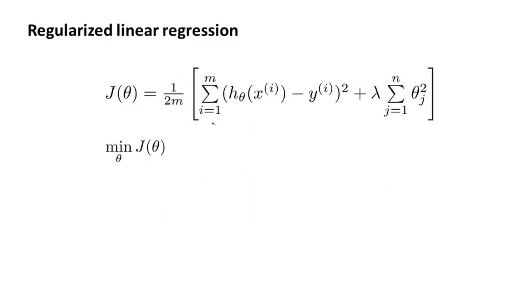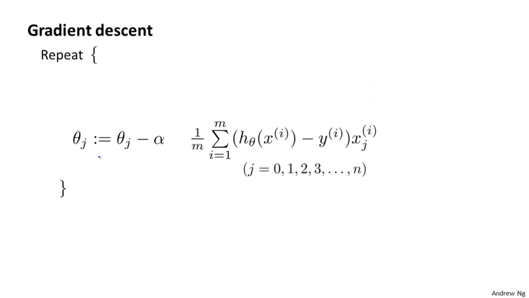This first part is our usual objective for linear regression, and we now have this additional regularization term where lambda is our regularization parameter. We'd like to find parameters theta that minimize this regularized cost function J of theta.